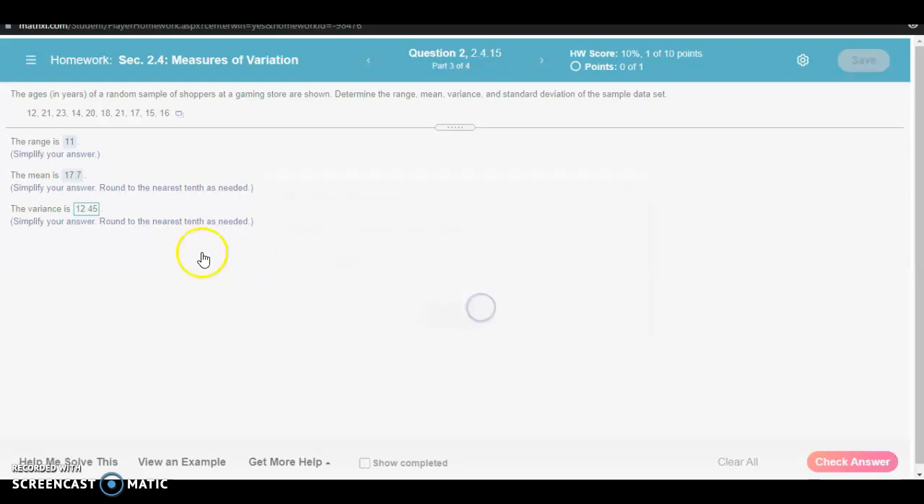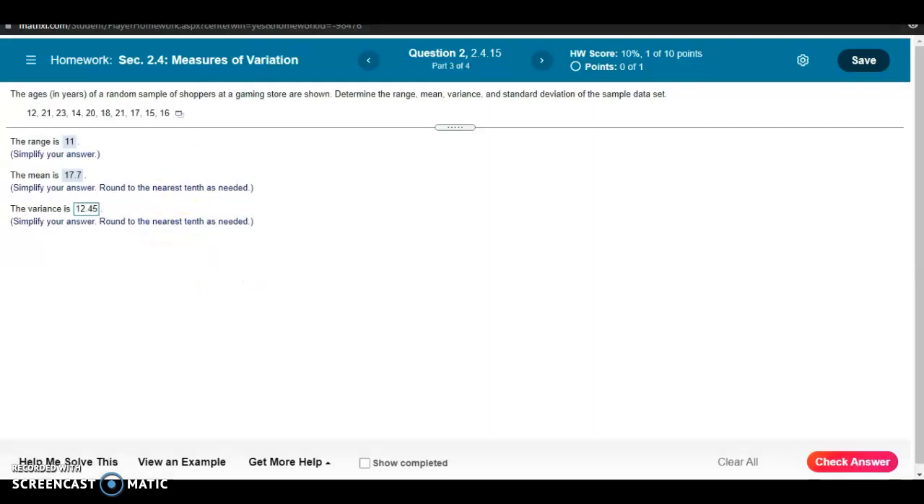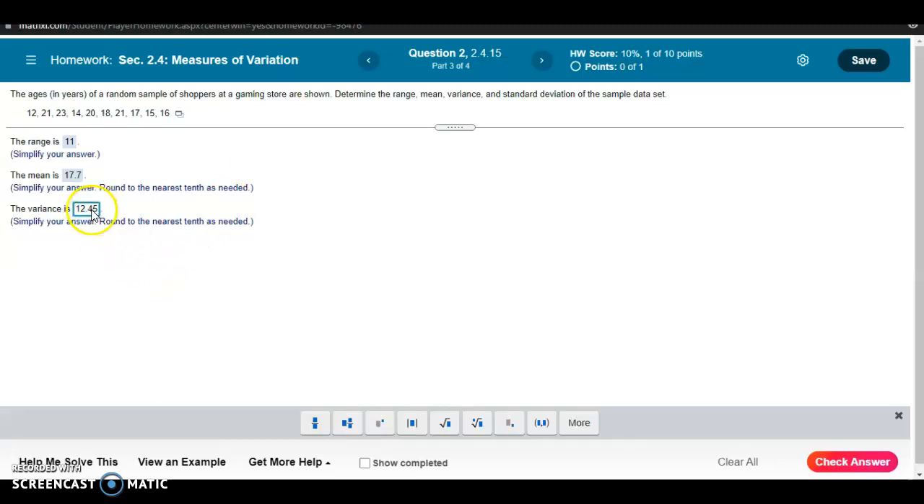Okay, so if you read the directions in blue carefully, it says that we want to round this to the nearest tenth. Okay, so the first digit after the decimal point is a 4. That's the number in the tenths position. And the next number over is 5. So when we round this to the nearest tenth, it's actually 12.5.